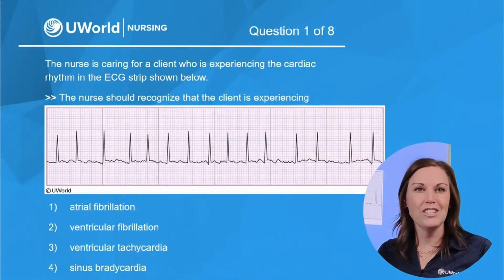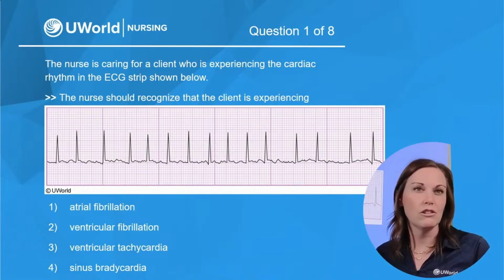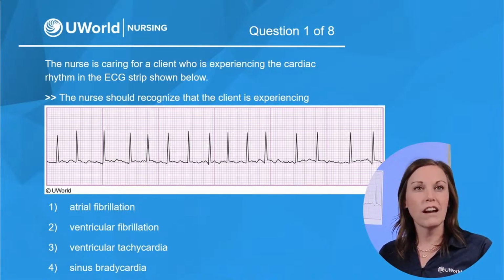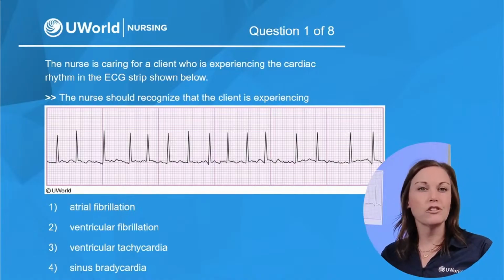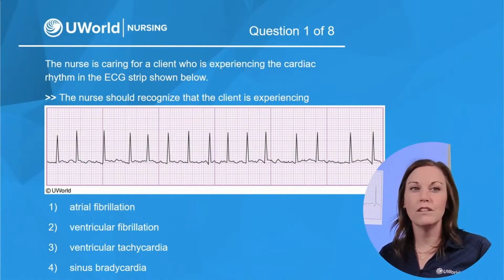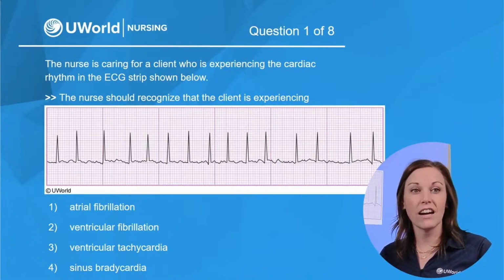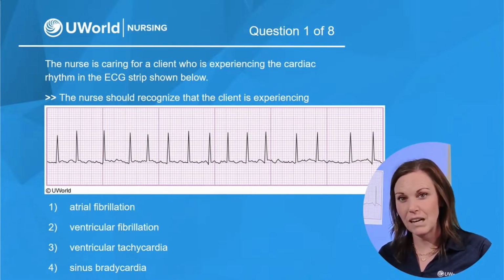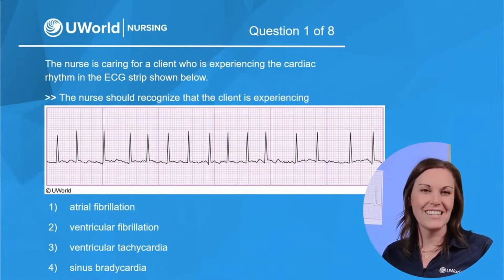All right, question 1. The nurse is caring for a client who is experiencing the cardiac rhythm in the ECG strip shown below. The nurse should recognize that the client is experiencing option 1, atrial fibrillation, option 2, ventricular fibrillation, option 3, ventricular tachycardia, option 4, sinus bradycardia. All right, 30 seconds on the clock. Drop those answers in the chat.